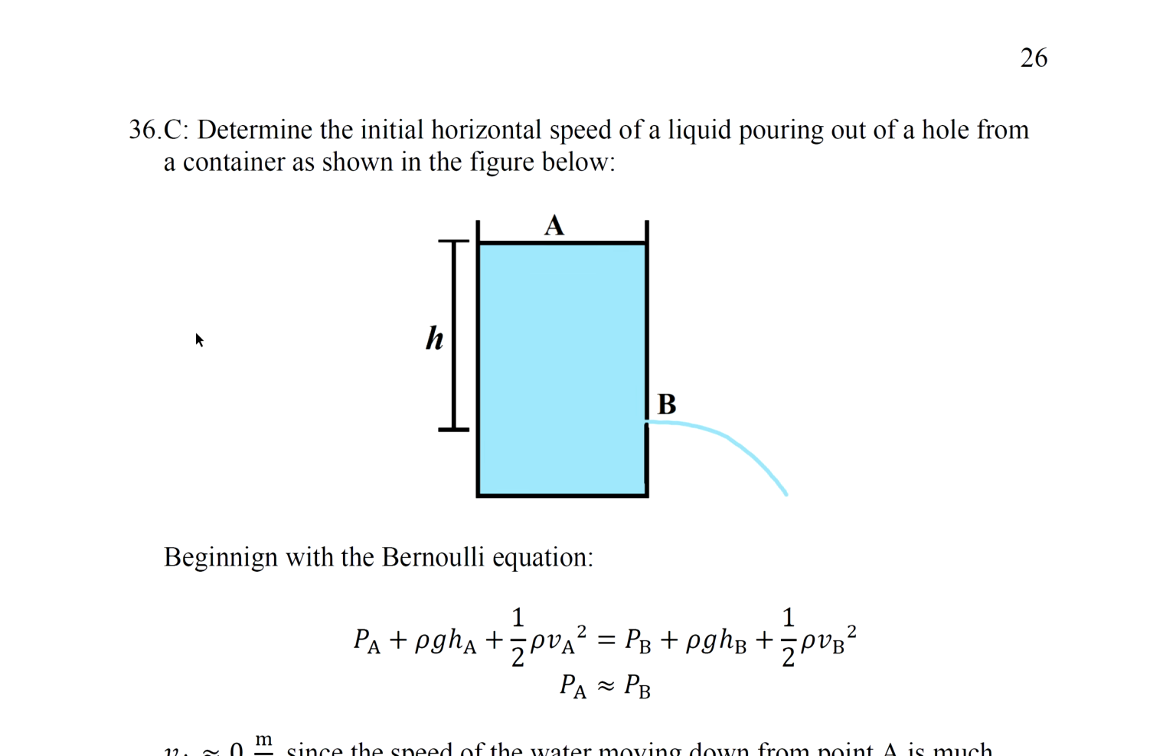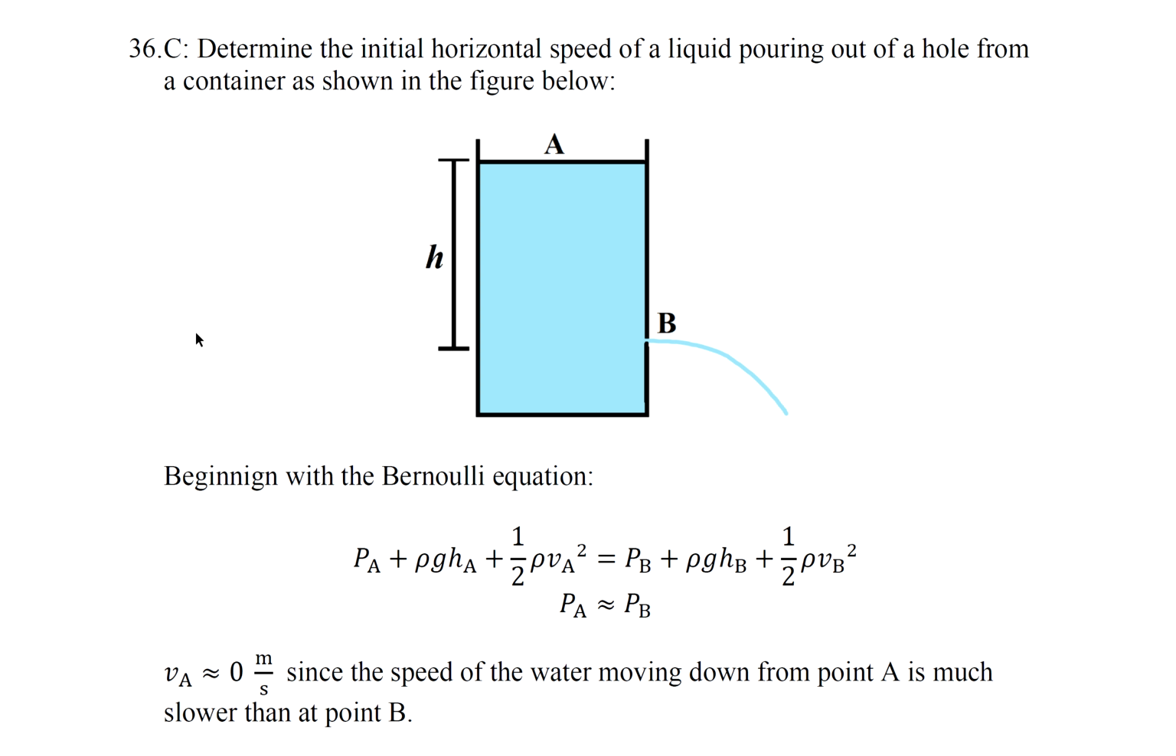Question 36. Determine the initial horizontal speed of a liquid pouring out of a hole from a container as shown in the figure below. So if the vertical height at H is really big, there's going to be a great pressure. So this water is going to move horizontally a lot. If H decreases, the water doesn't move so far horizontally, it's just a little bit.